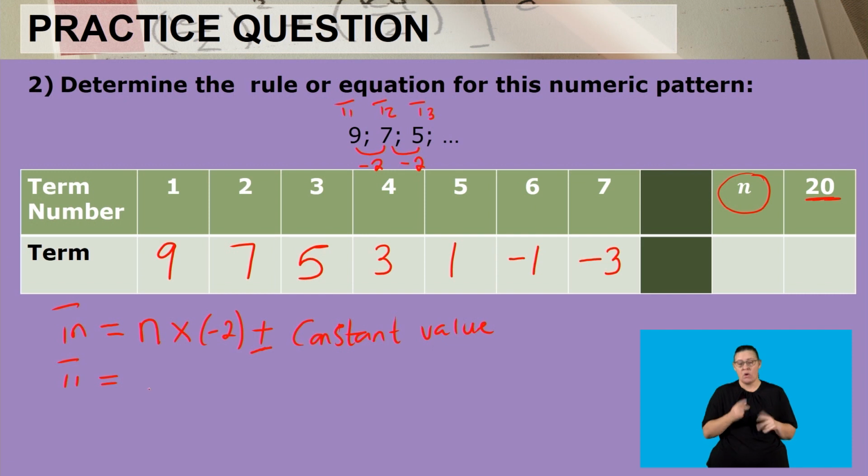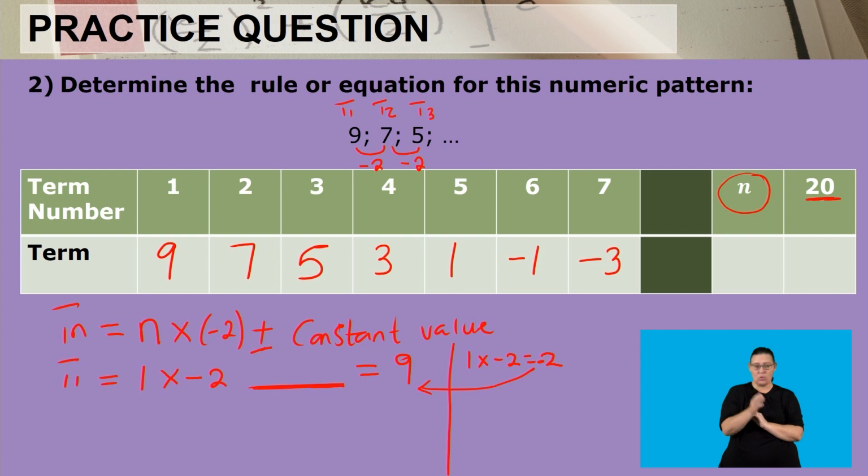And we need to find that constant value. So let's check with our first term. Now, our first term is going to be 1 multiplied by a negative 2, and we are going to add or subtract a value so that we can get as an answer a 9. So 1 multiplied by negative 2 is a negative 2. But from negative 2, how do we get to our first term, which is that 9? Yes, we are going to add 11.